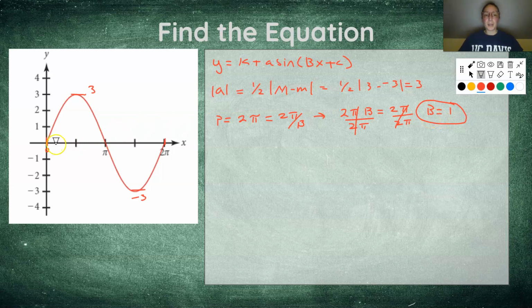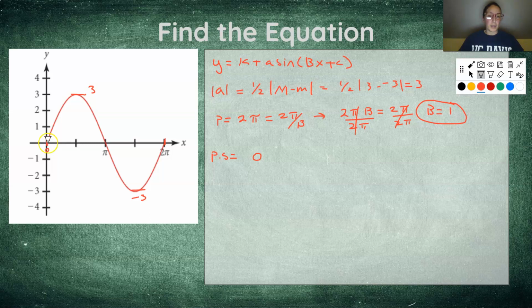Right, because the period is unchanged. The period of base sine is 2 pi, so this period is also 2 pi, which means b is equal to 1. B's default is 1. A's default is also 1, and C's default is 0, and K's default is 0 as well. So let's look at phase shift. Phase shift, well, where does our graph start off at? Well, it starts off at 0.